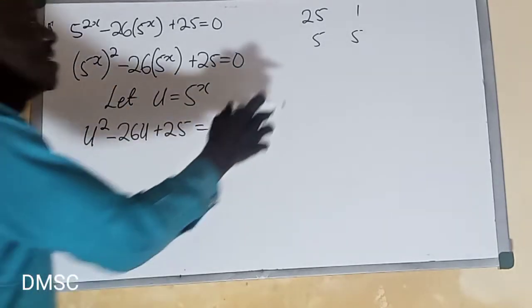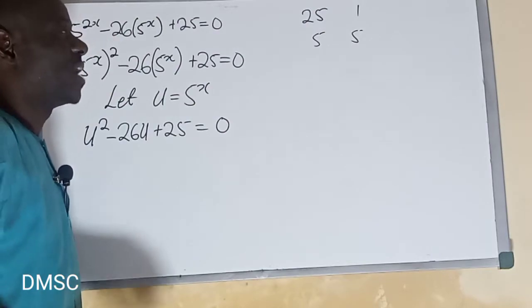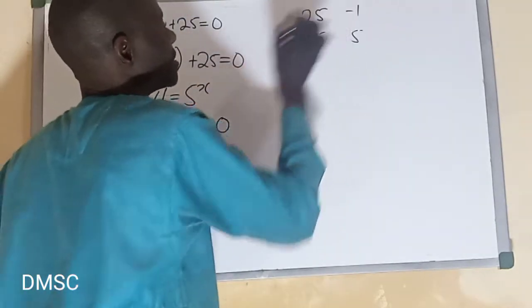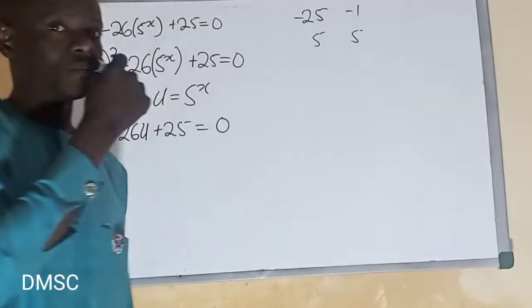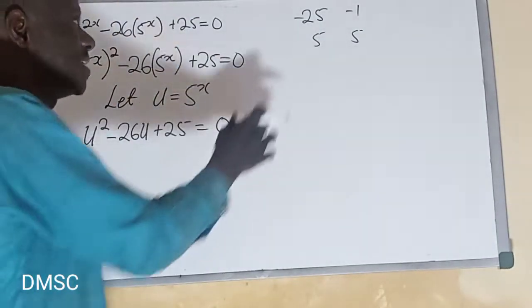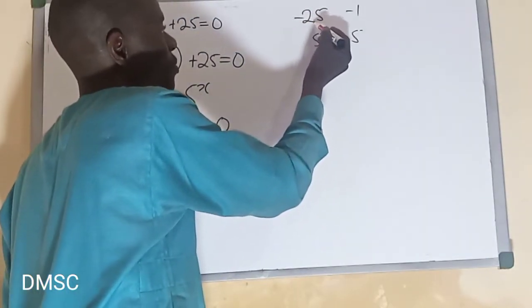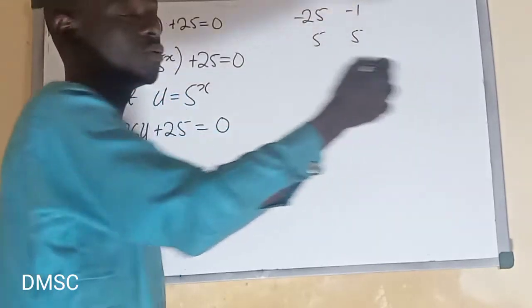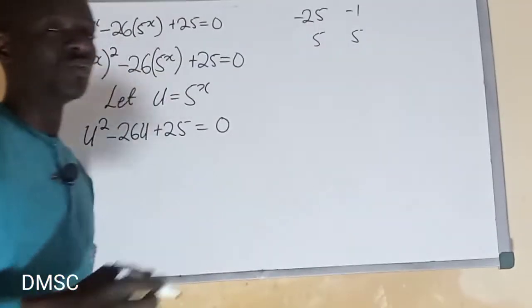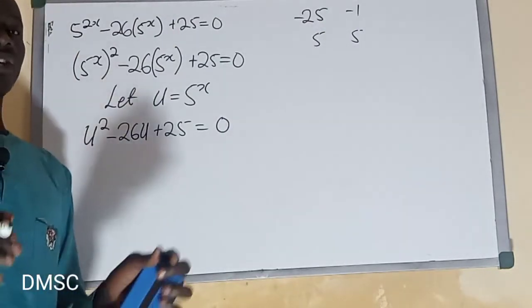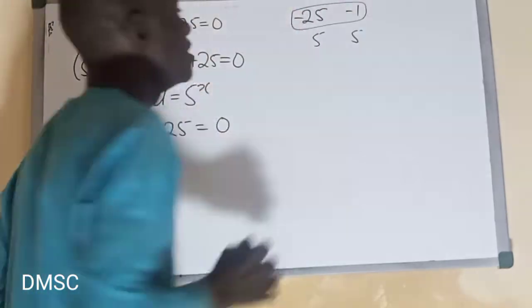From here you can see that we have to manipulate either of these two factors, by taking minus 25 and minus 1, so that it will satisfy our need. If we multiply minus 25 and minus 1, it gives us 25. And if we add minus 25 and minus 1, it gives us minus 26. That means these factors satisfy our needs.